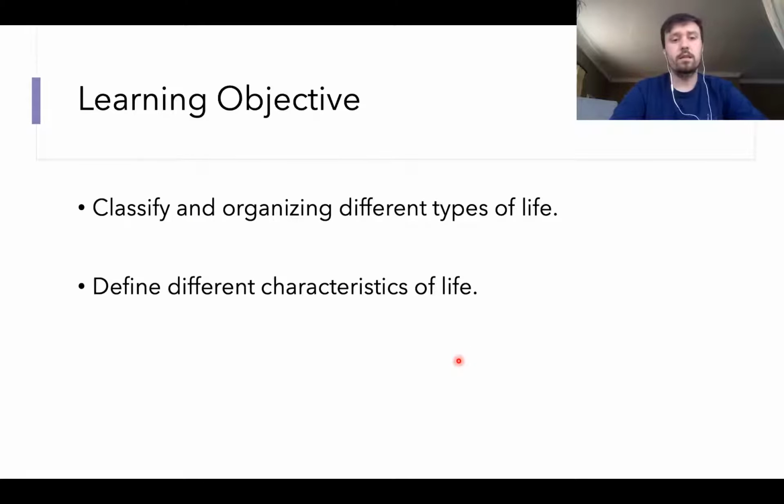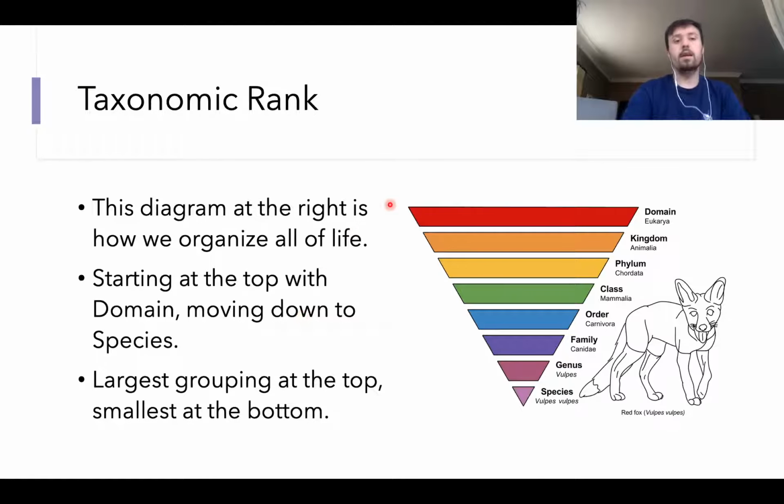Real quick, the learning objectives: classify and organize different types of life, and define characteristics of life. This second point we'll touch on probably next week, but there are definitely ways to tell if something's alive versus not alive, like a rock versus a human. There are different characteristics that we can say in science definitively show a living thing, but we'll talk about that later. Yes, so taxonomic rank.